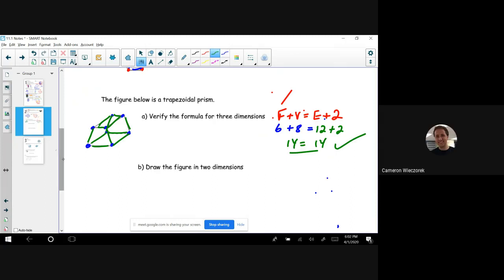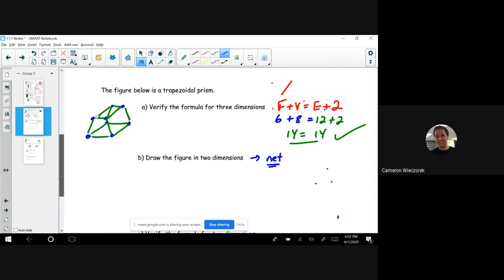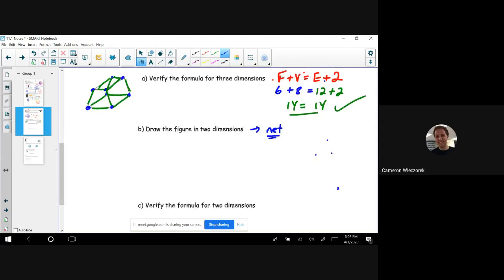What I'm going to do now is draw the figure in 2 dimensions, which means I am making a net diagram. So if I draw this in 2 dimensions, the first thing I'm going to do is create a rectangle to start with.